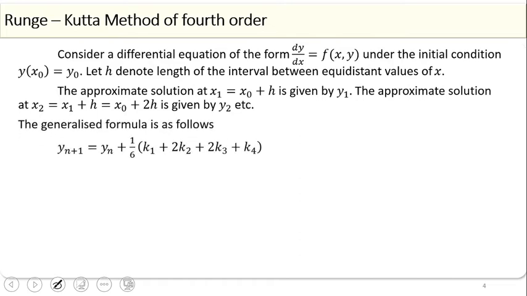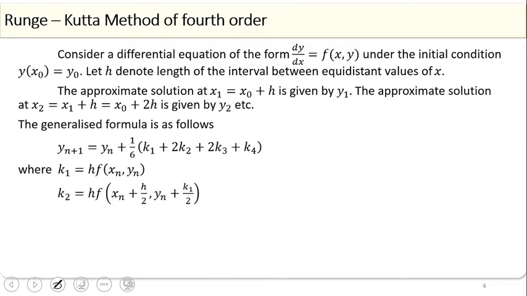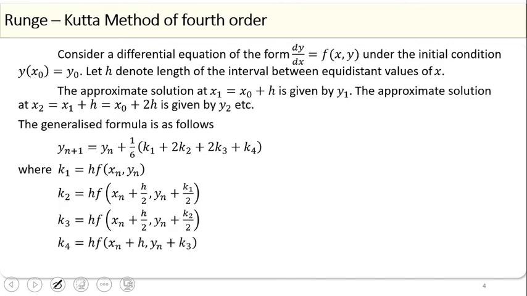Then, the generalized formula for Runge-Kutta 4th order method is given by y n plus 1 is equal to y n plus 1 by 6 times of k1 plus 2k2 plus 2k3 plus k4, where k1 is equal to h times of f of x n comma y n, k2 is h times of f of x n plus h by 2 comma y n plus k1 by 2, k3 is h times of f of x n plus h by 2 comma y n plus k2 by 2, and k4 is h times of f of x n plus h comma y n plus k3.